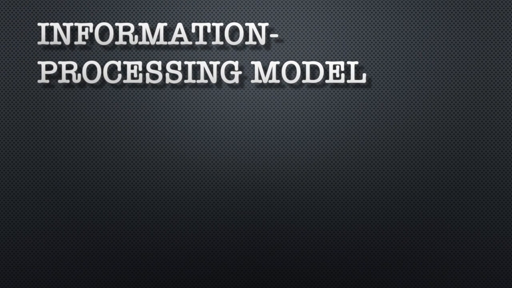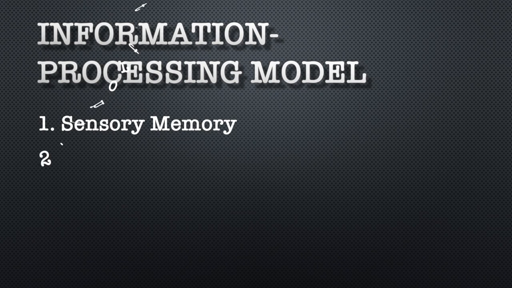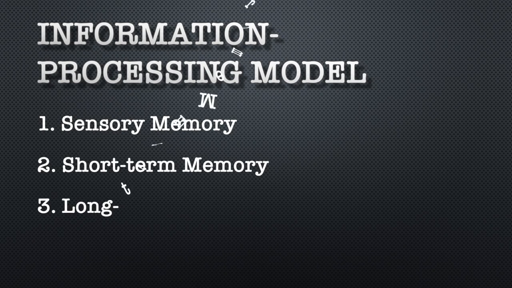From encoding, storage, and retrieval, we enter the information processing model. This model focuses on how the information is processed throughout the different stages of memory. These stages include the sensory memory, the short-term memory, and the long-term memory.